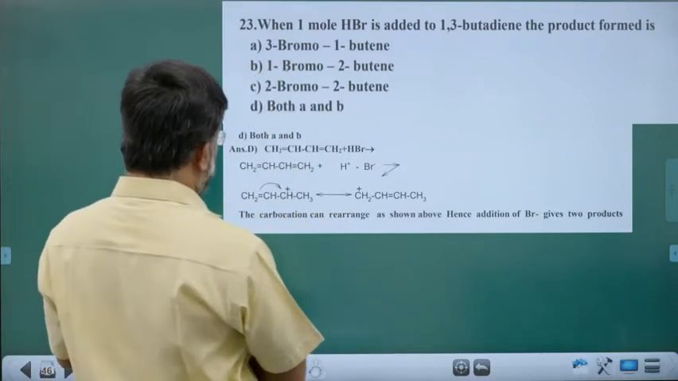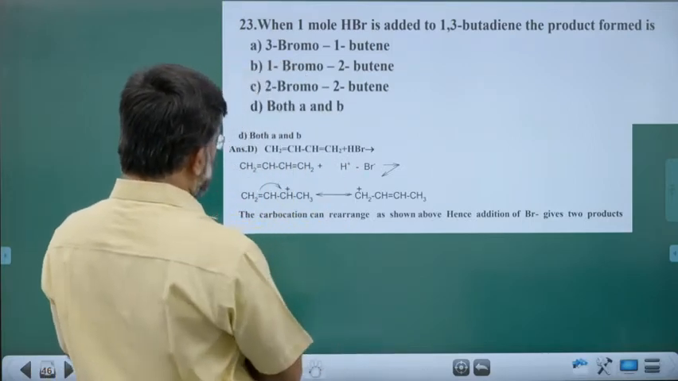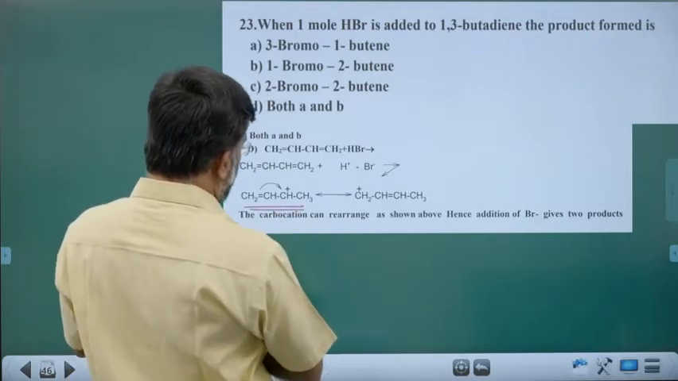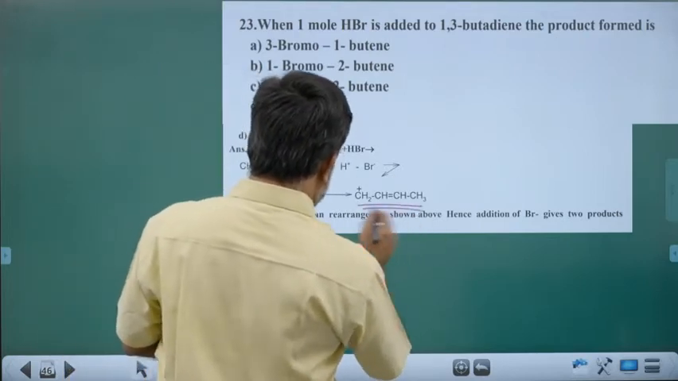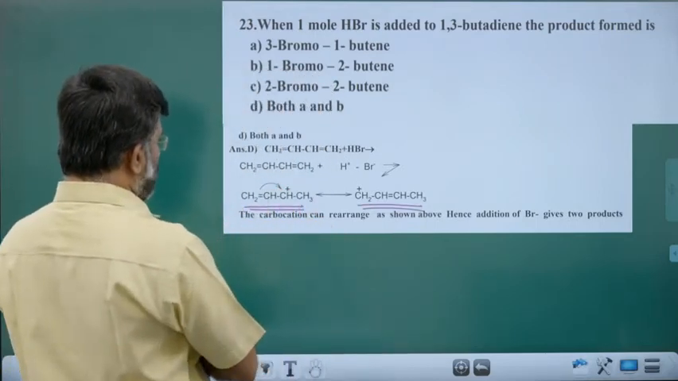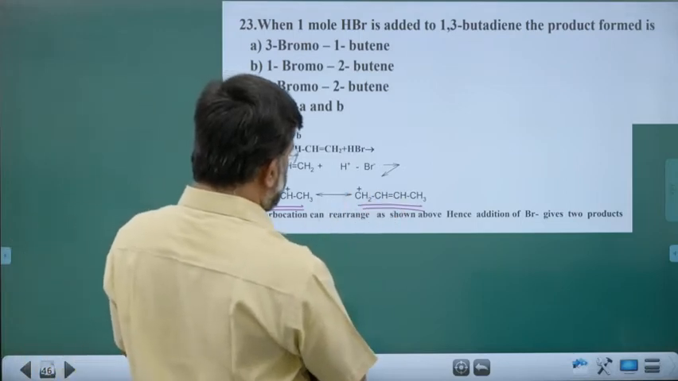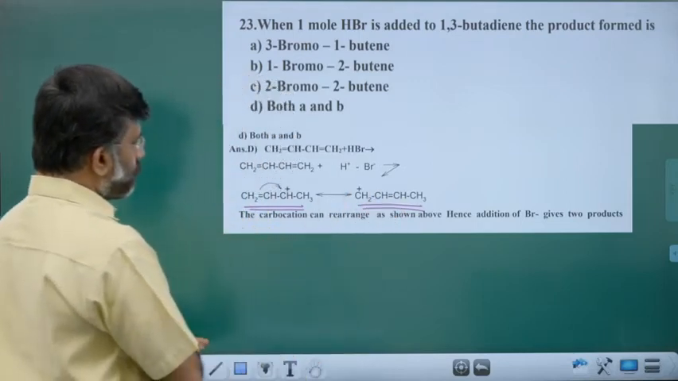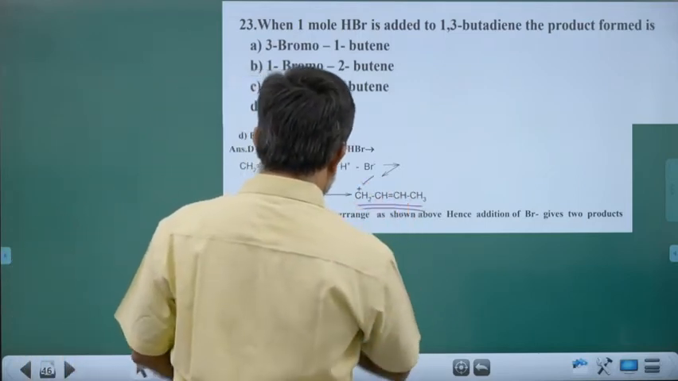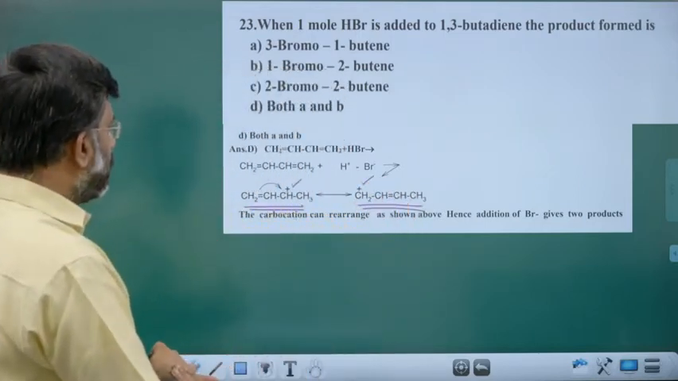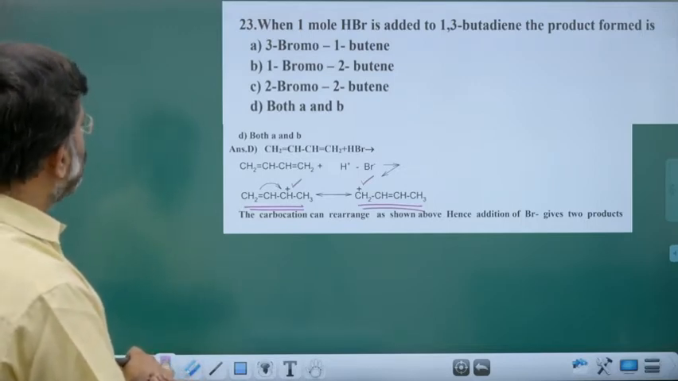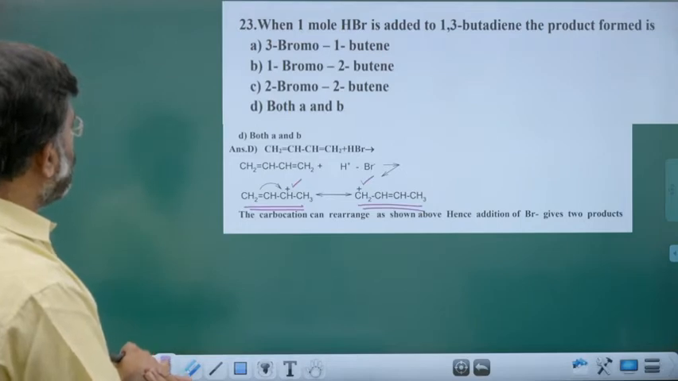What is happening here? It is getting protonated. You get a carbocation like this, and you can get a carbocation like this by resonance. So you can get a carbocation like this and a carbocation like that. Resonance. And now bromine can come here and bromine can come here. So the answer is option D, A and B.